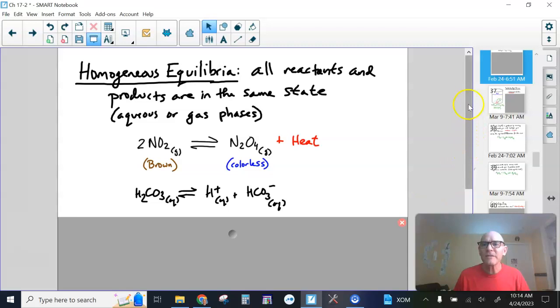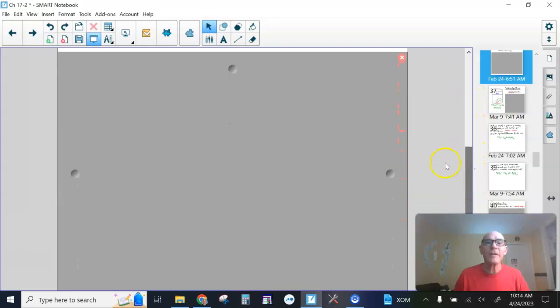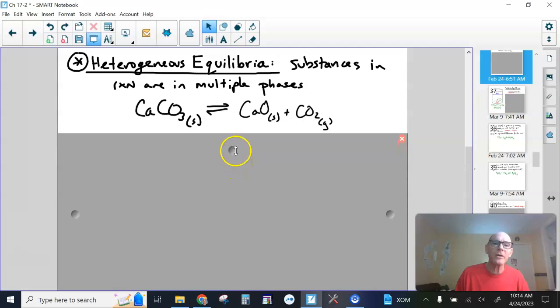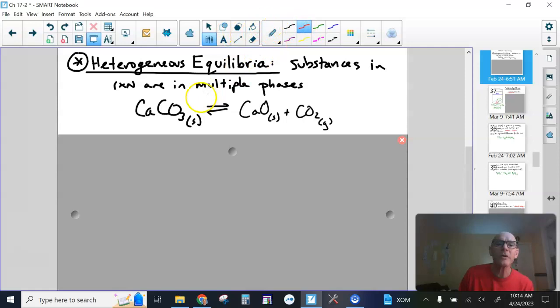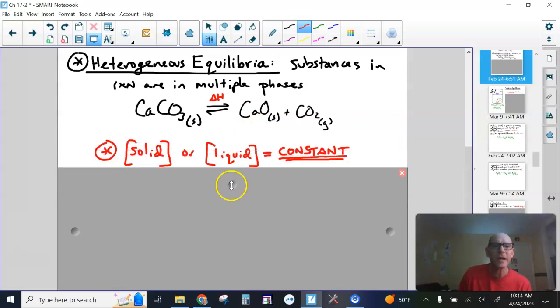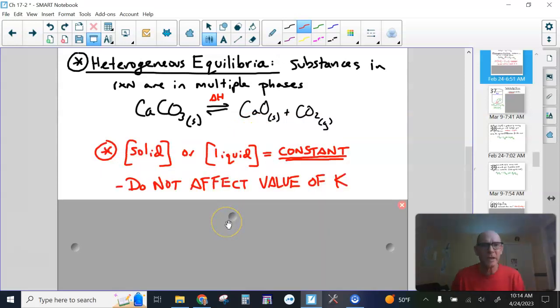But there are plenty of chemical reactions in nature that have multiple phases of matter in the reaction. For example, this is the decomposition of chalk, which we've talked about before. We can symbolize heating it by adding a delta H there. But calcium carbonate chalk will decompose to calcium oxide and CO2 gas. So notice there's multiple phases of matter in the reaction. This presents some calculation trickery that we have to learn. In particular, the concentrations of solid or liquid phases are constant. So that's a little bit of a trick.